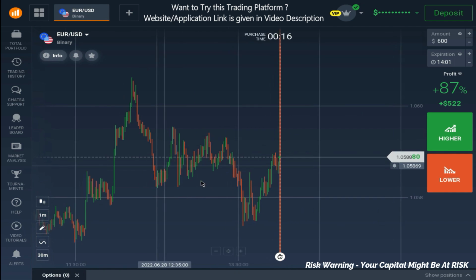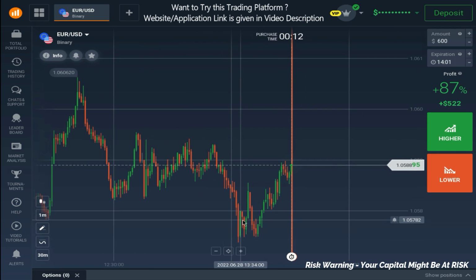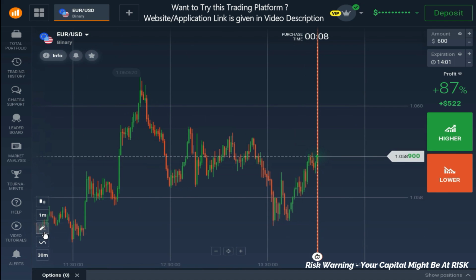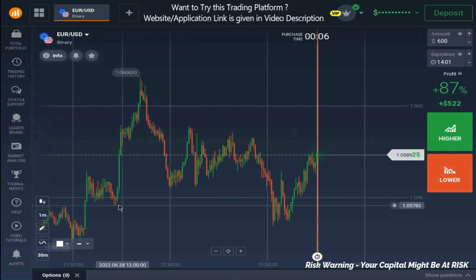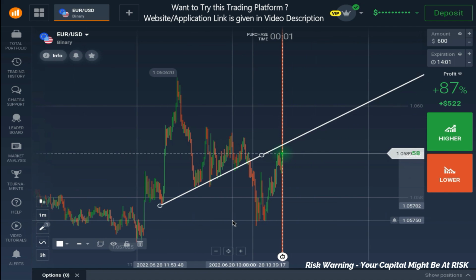So as you can see, when I opened this chart and started recording this session, the market was here. The first thing which I noticed is that the market broke this trend support level, which means that the trend is now downtrend.